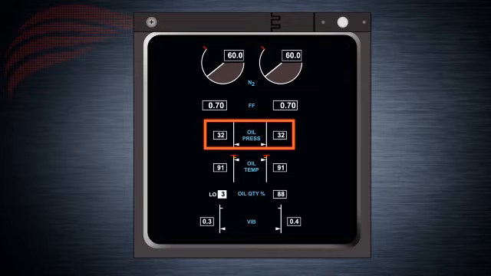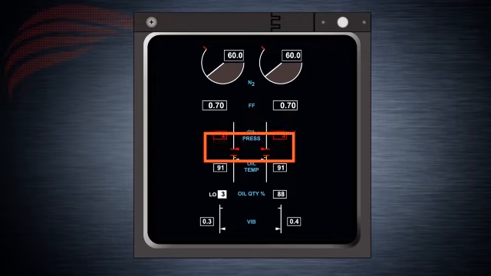The oil pressure indicators have 3 color bands: white, normal operating range; amber, caution range. Continuous operation in this range should be limited. The amber band is not displayed when N2 speeds are below 65%. Red, operating limit. The oil temperature indicators show engine oil temperature in degrees Celsius.